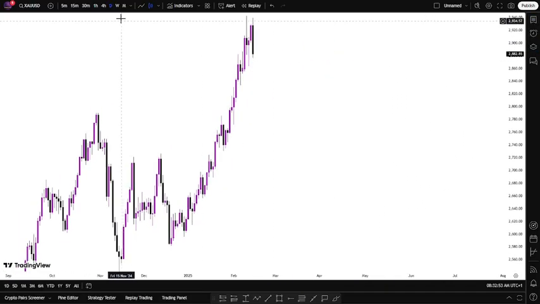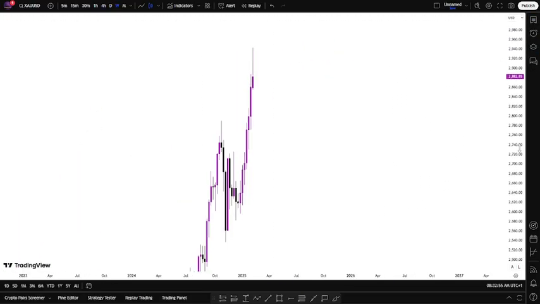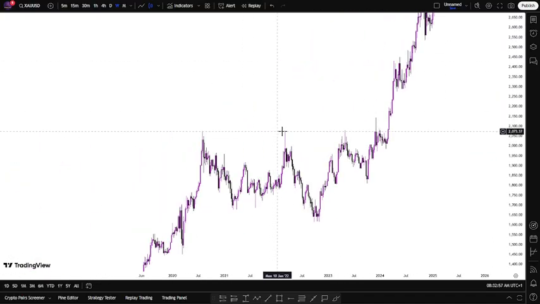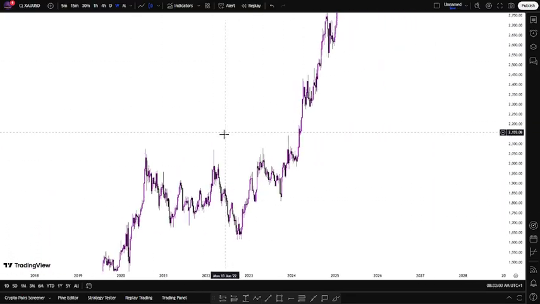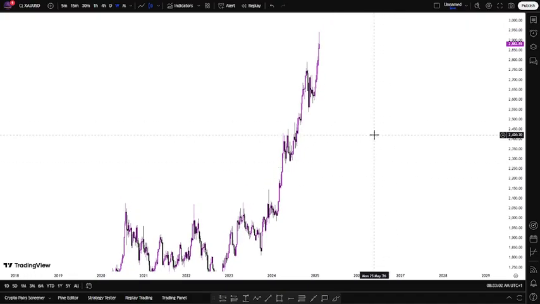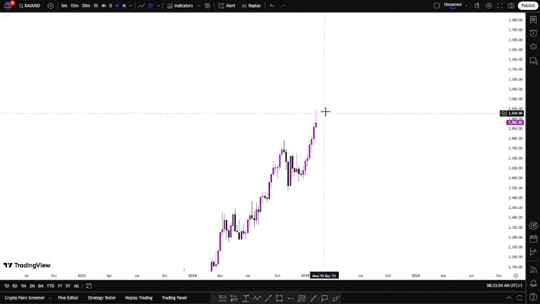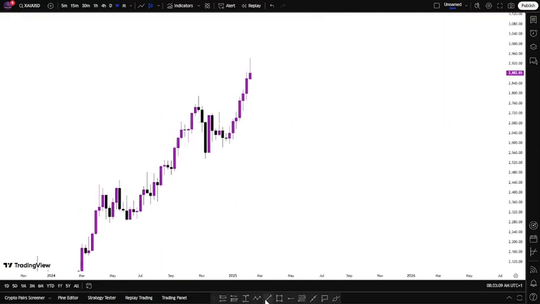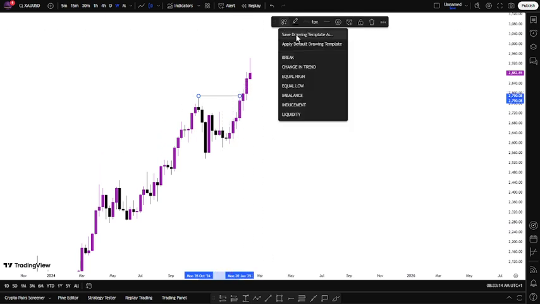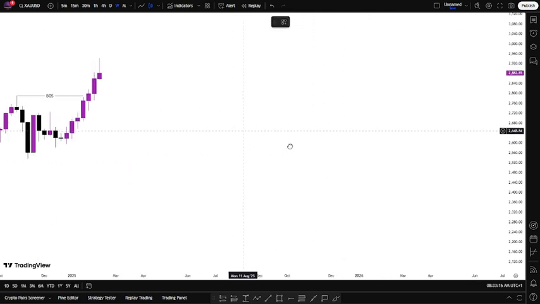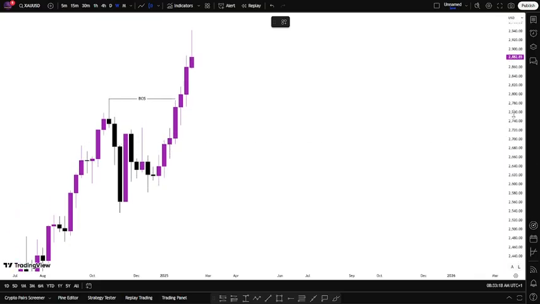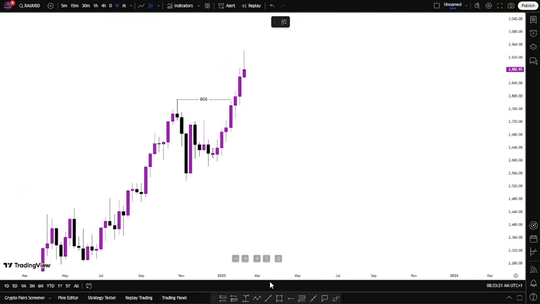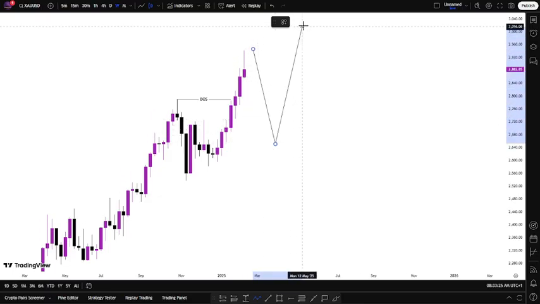Let's start. I like to start my analysis from weekly. From all we've been seeing here, we've been bullish on GOOD, and recently we have this break on that high there. So for me, once I see this kind of break, I anticipate to see price come back low, then print another high.